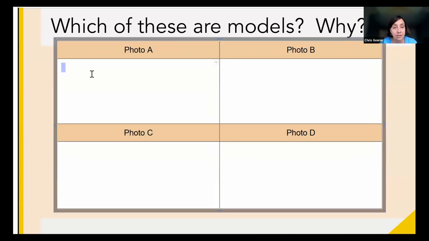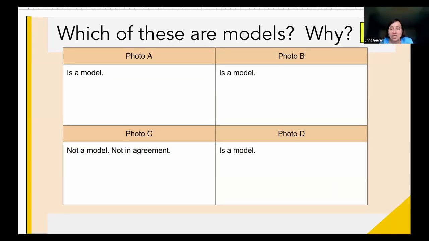And then I'm just going to ask you, as a group, if you can come to some consensus: is photo A a model and why? Is photo B a model and why? Photo C and photo D.